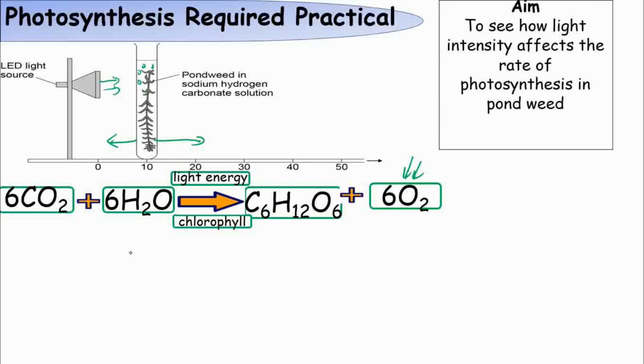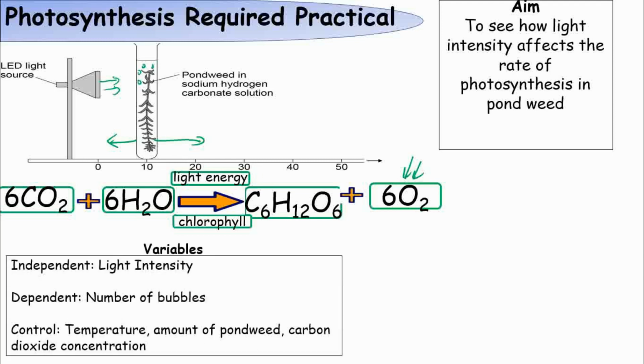So what we're doing is we're counting the number of bubbles at each different length that the pondweed is placed towards the light source, which therefore means that our independent variable, the one that you are changing, is the light intensity. Okay, so the closer the pondweed is to the light source, the more intense the light, and the further it goes away from the light source, the less intense the light. So that's what we're changing. We're changing the distance, which therefore means we're changing the light intensity.